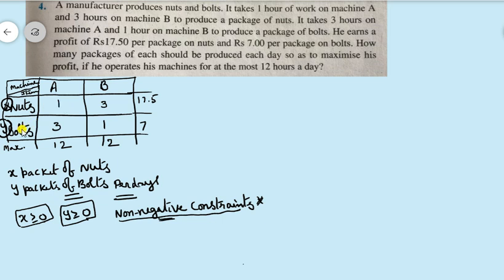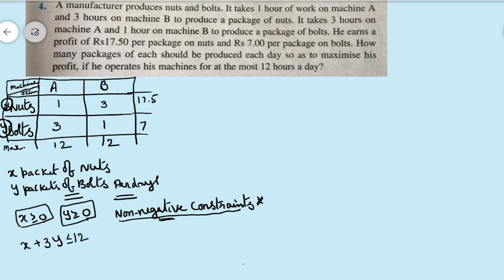At the same time, for one packet of bolts, machine A is working 3 hours. For one packet it is working 3 hours, means for Y packets it has to work 3Y hours. That's why the total time machine A is working is X plus 3Y, and that must be less than or equal to 12.